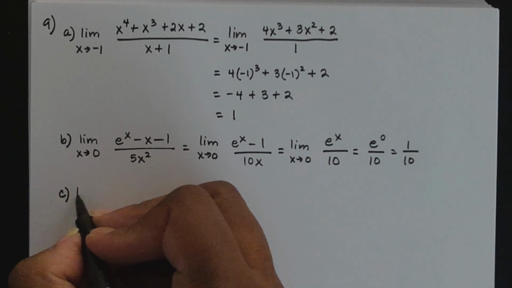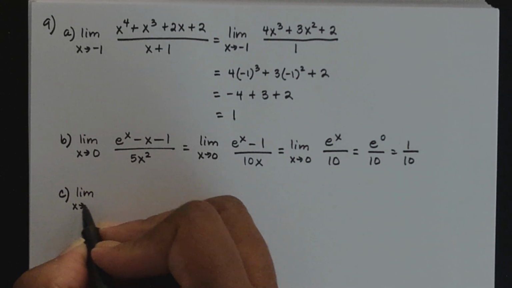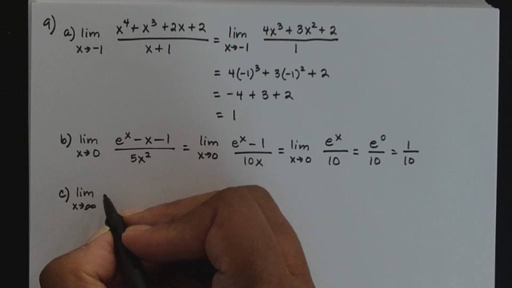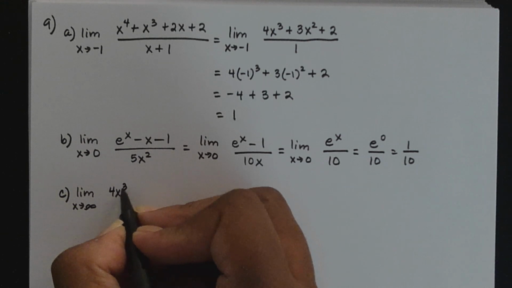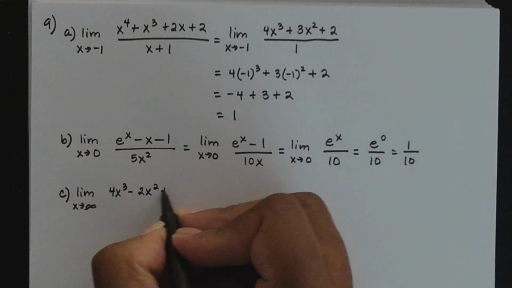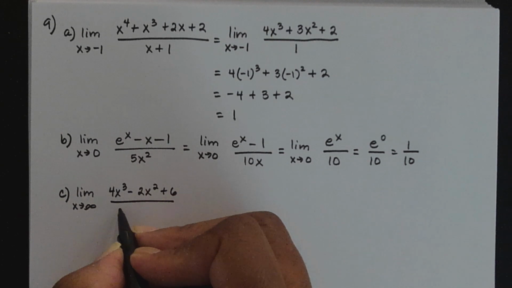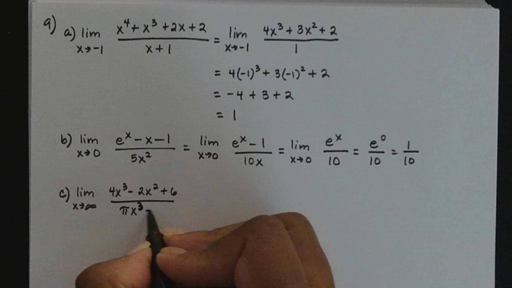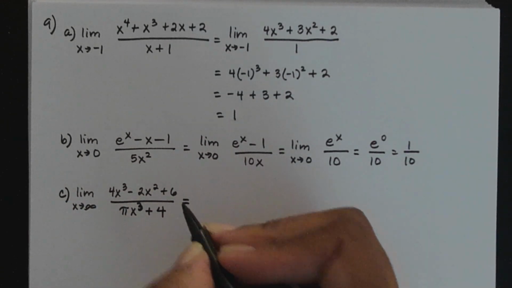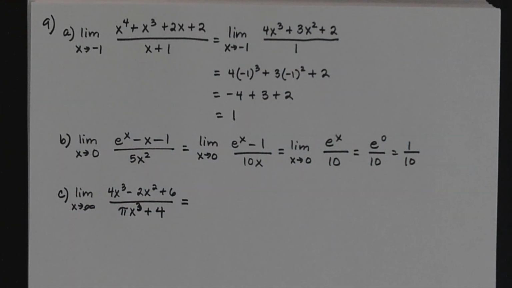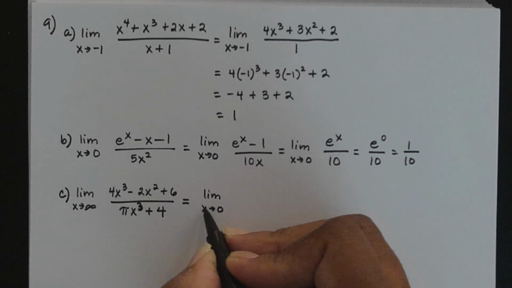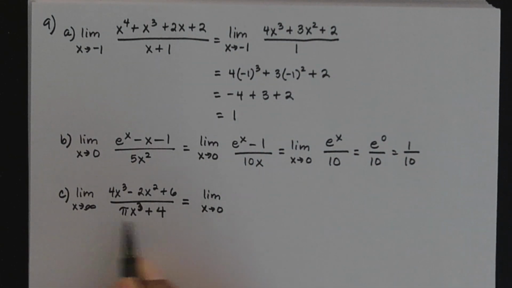All right, part C is the limit as x approaches infinity of 4x cubed minus 2x squared plus 6 divided by pi x cubed plus 4. So in this case, I guess we'll have to use L'Hopital's rule multiple times, because now we have another type of indeterminate form, infinity over infinity.